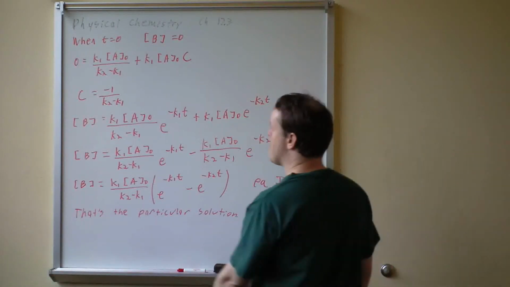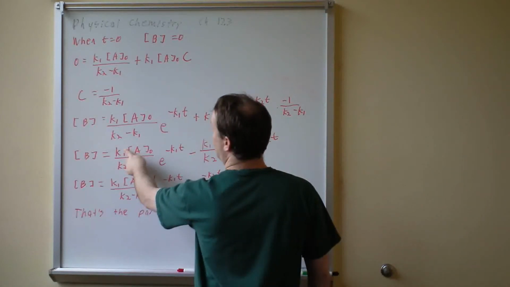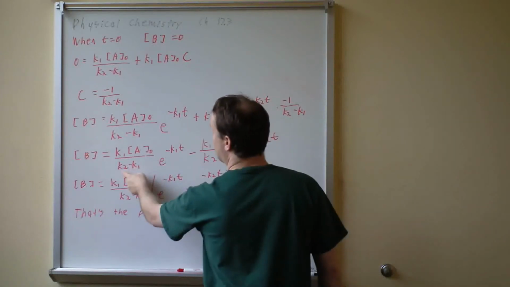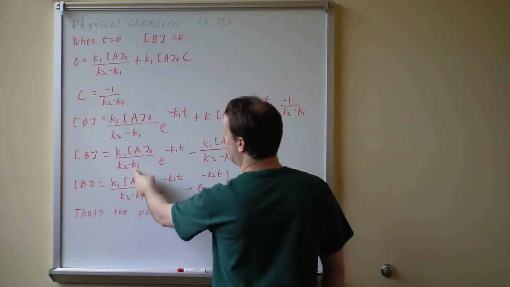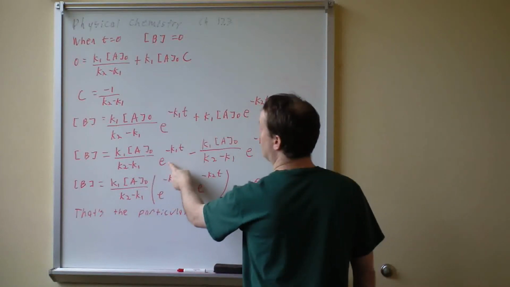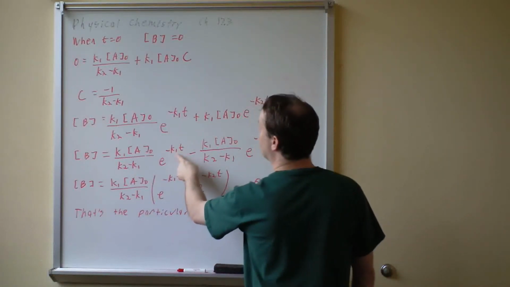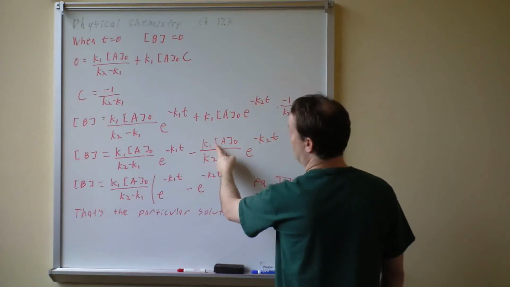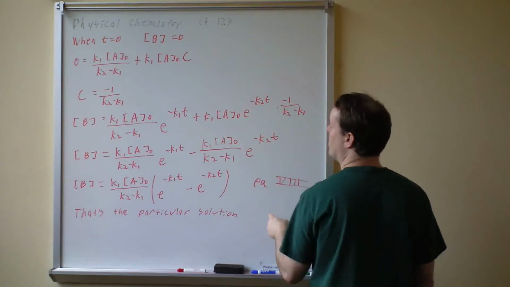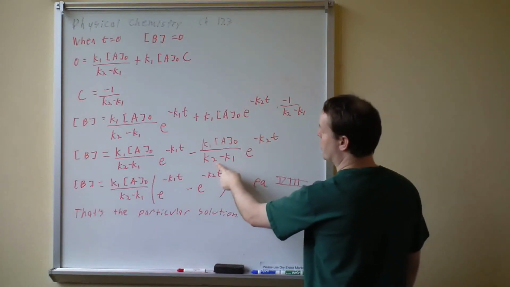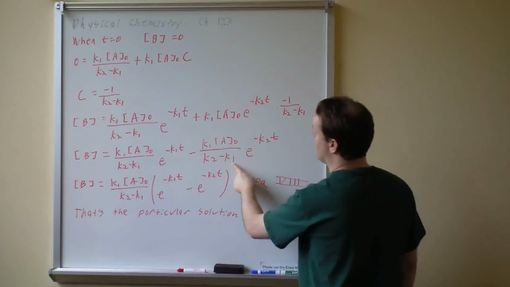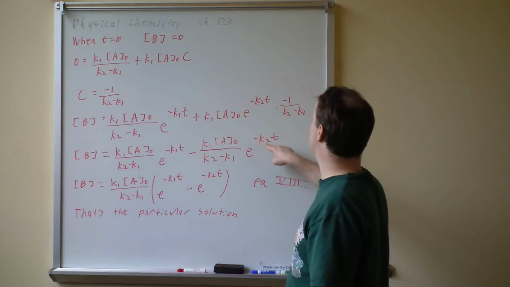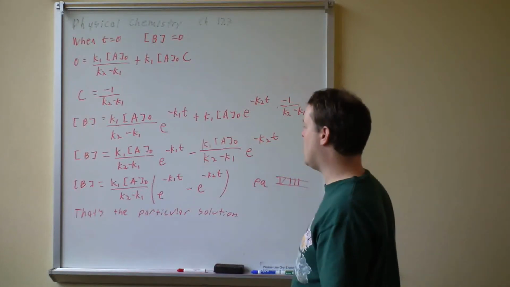Moving this down here then, we get concentration of B is equal to the rate constant for equation 1 times the initial concentration of A divided by the rate constant for equation 2 minus the rate constant for equation 1 times the natural number e to the minus rate constant for equation 1 times time minus the rate constant for equation 1 times the initial concentration of A divided by the rate constant for equation 2 minus rate constant for reaction 1 times e to the minus rate constant for reaction 2 times time.